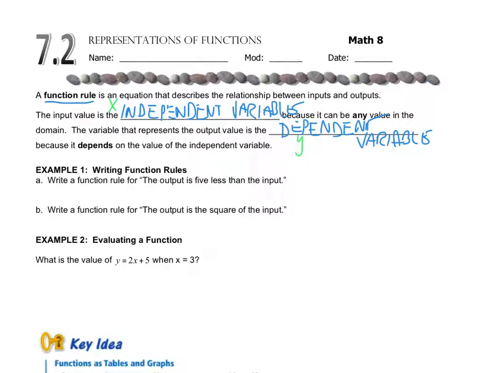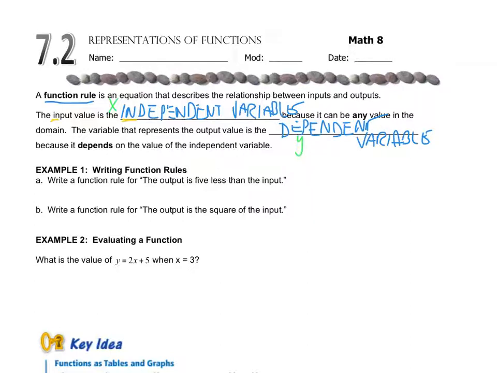The other thing that I think might help some of us: the word input has "in" to start it. The word independent has "in" to start it. So the input is what we put in. That is called the independent variable. That is your x value. The y value is the dependent variable. It needs to wait for you to plug in the x.